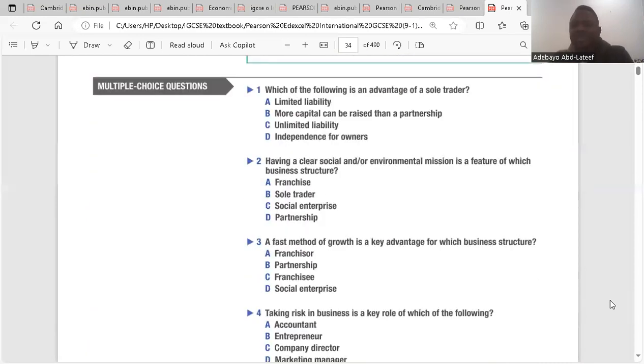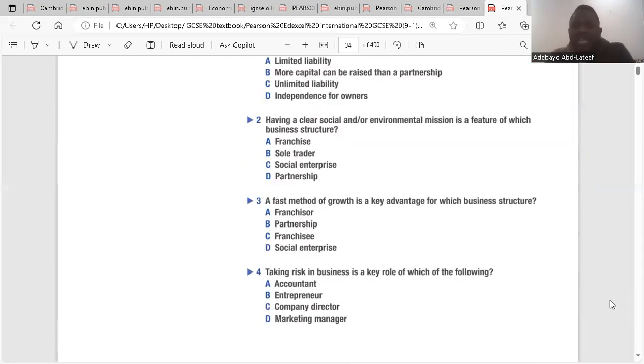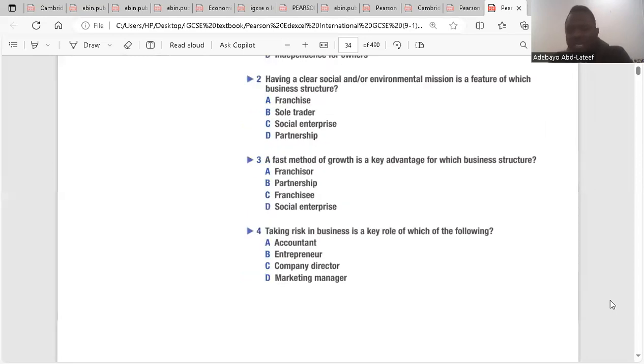Which of the following is an advantage of a sole trader? A sole trader has independence for owners. They have independence. A or D. Question 2. Having a clear social or environmental mission is a feature of which business? A social enterprise, yes. A fast method of growth is a key advantage for which business structure? Franchise. No? Franchisor, yes. It's franchisor.